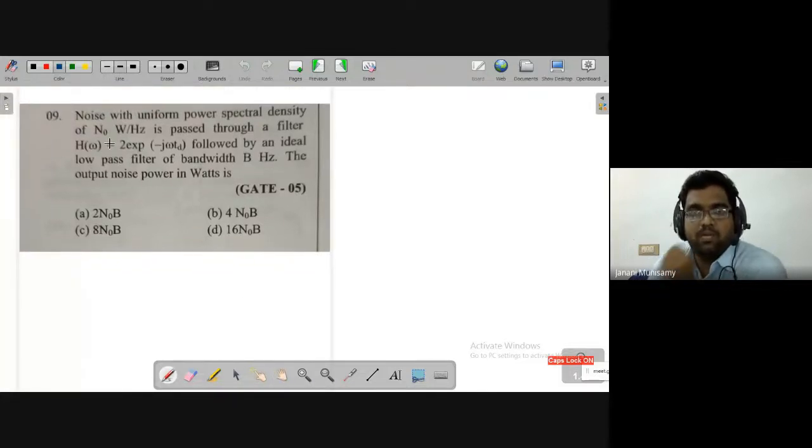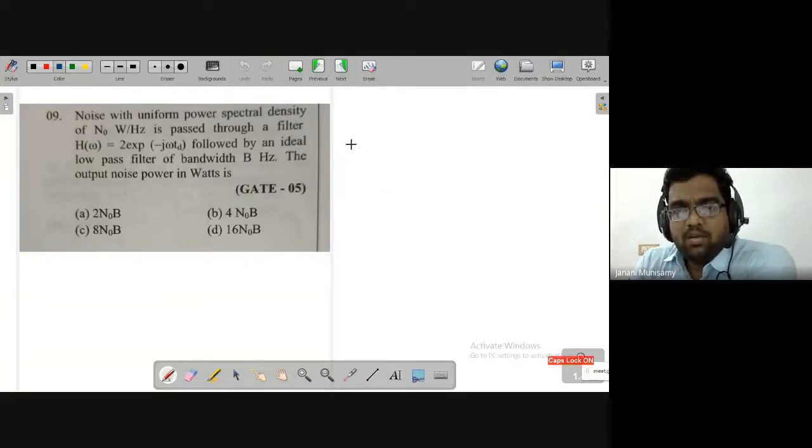So in this problem, noise with uniform power spectral density of N0 is passed through a filter having transfer function H(ω) in the frequency domain, that is 2 times exponential of minus jωTd, followed by an ideal low pass filter of bandwidth B hertz. Then what will be the output noise power?